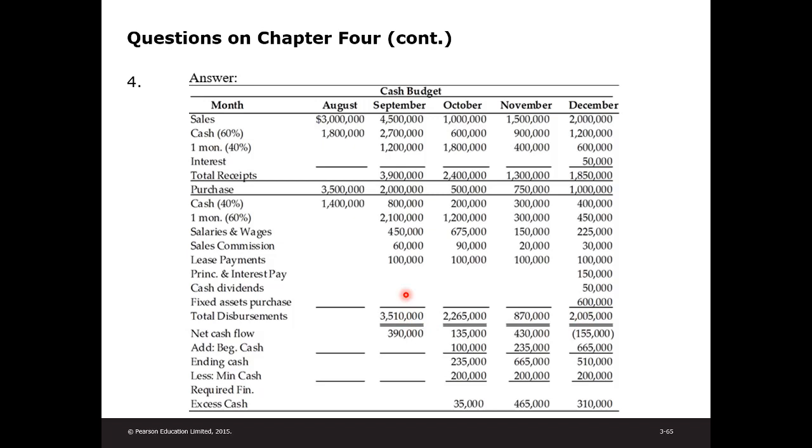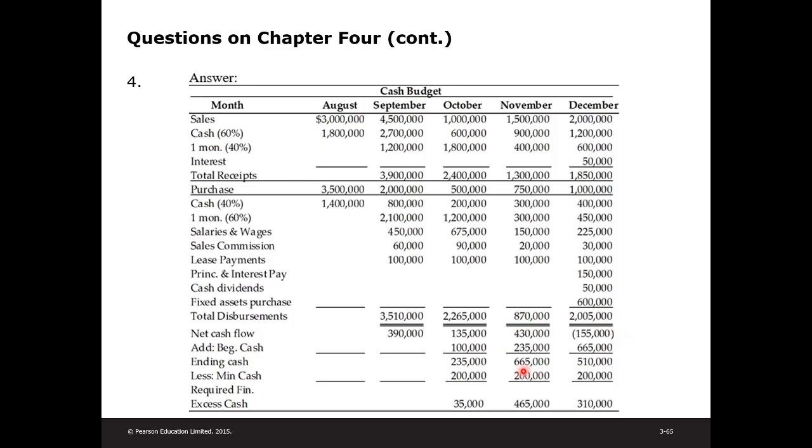So then we have to calculate the net cash flow in order to know if we have a cash deficit or cash surplus. We can do this by subtracting the total disbursements for each month from the total receipts. So in order to come up with the net cash flow, we need to make 3,900 minus 3,510, which will give us 390,000, which is the net cash flow, the cash surplus for September. And the same thing we can do with October. We will subtract 2,256 from 2,400, which is the total receipts, which will give us a net cash surplus of 1,357, and so on for November and December.